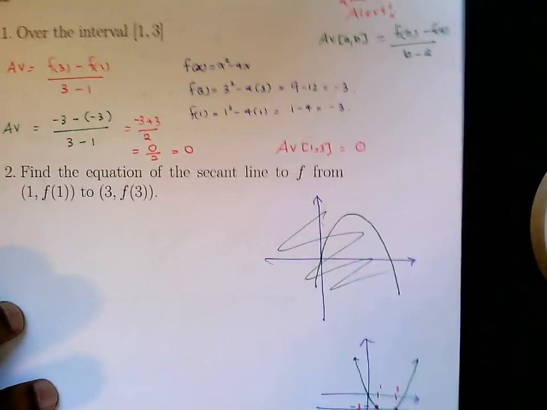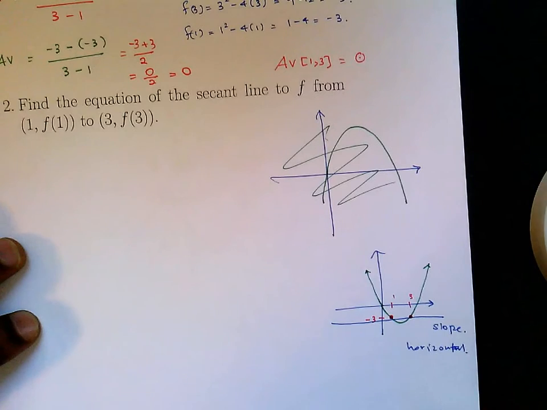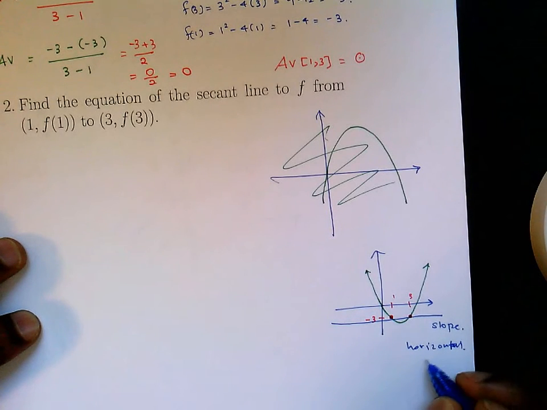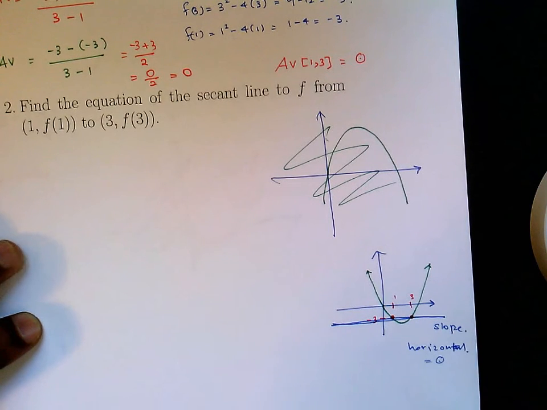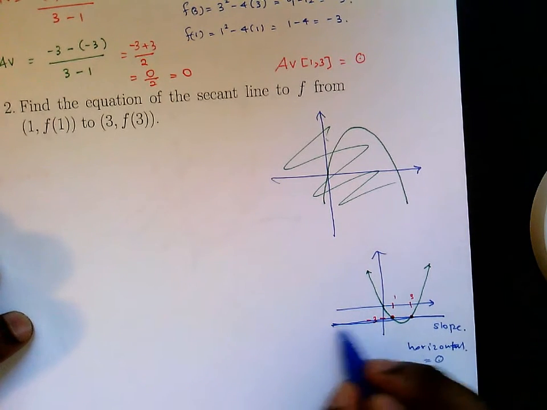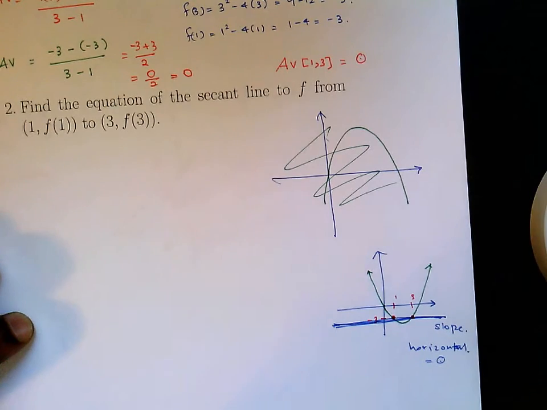And it's a slope of a horizontal line. And what's the slope of a horizontal line? It's just 0. So we are looking at the slope of this line, which is just 0. This line right here. Okay.